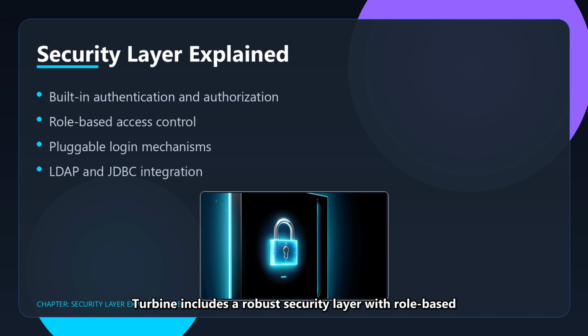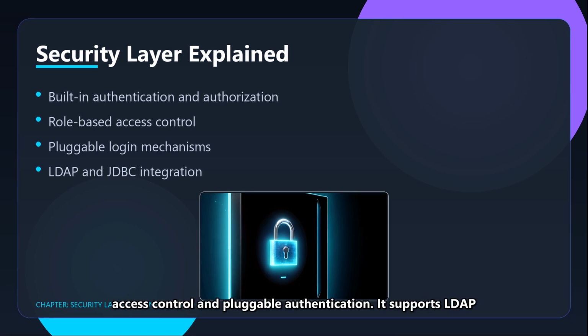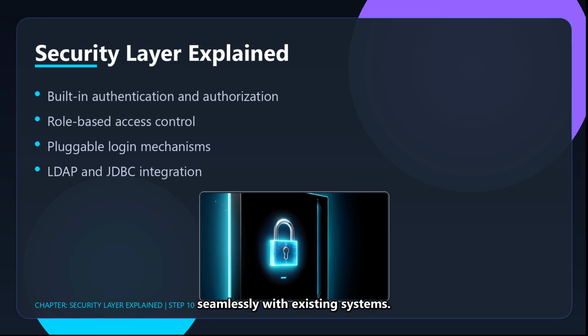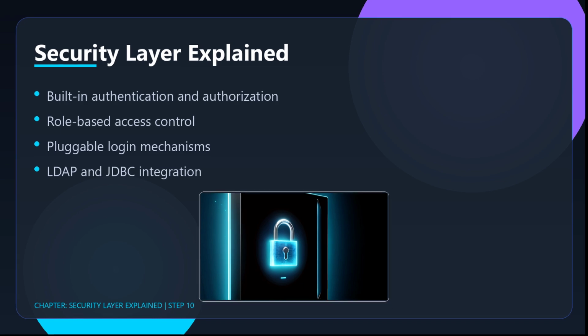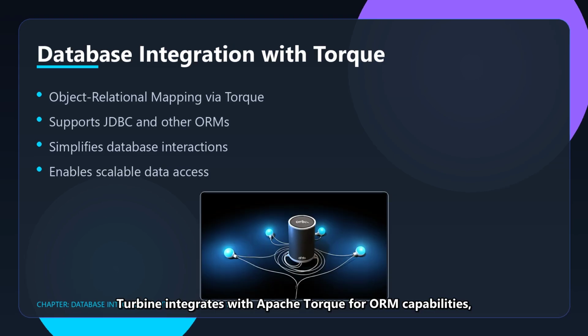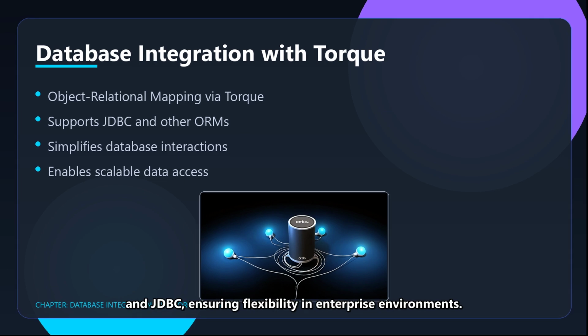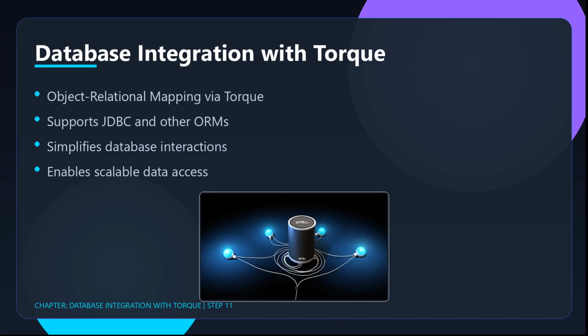Turbine includes a robust security layer with role-based access control and pluggable authentication. It supports LDAP and JDBC for enterprise-level user management and integrates seamlessly with existing systems. Turbine integrates with Apache Torque for ORM capabilities, simplifying database access. It also supports other ORMs and JDBC, ensuring flexibility in enterprise environments.